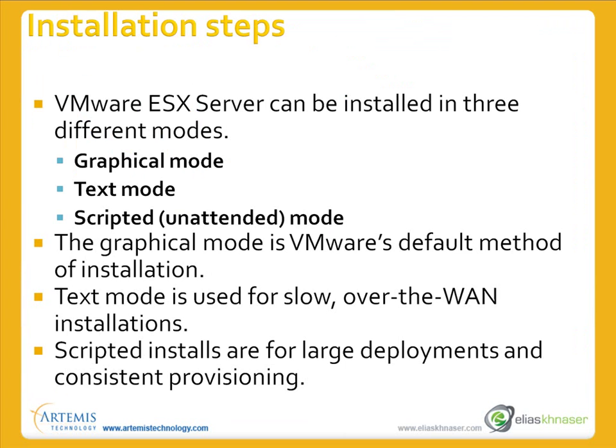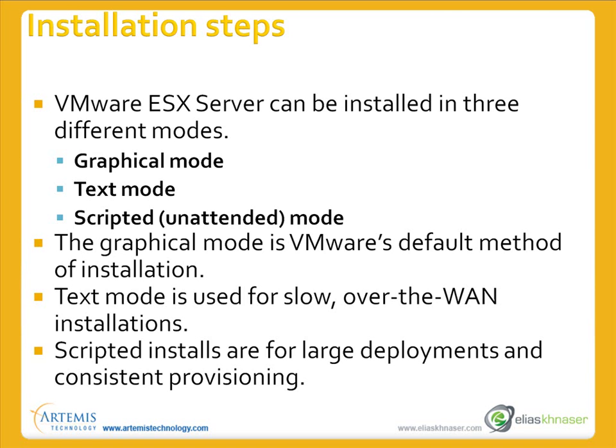Now, the text mode is typically used if you're going to be installing ESX over a WAN link or over slow links, thereby getting rid of all the graphics, making the screen not have to refresh, not having to send a lot of packets across that WAN link, rendering your connection slow. Using the text mode, everything is text-based. Your installation goes smoother, it goes faster. The scripted install is pretty cool because it allows you to have a standardized way of installing ESX, whether it's for one server or if it's for 10 servers.